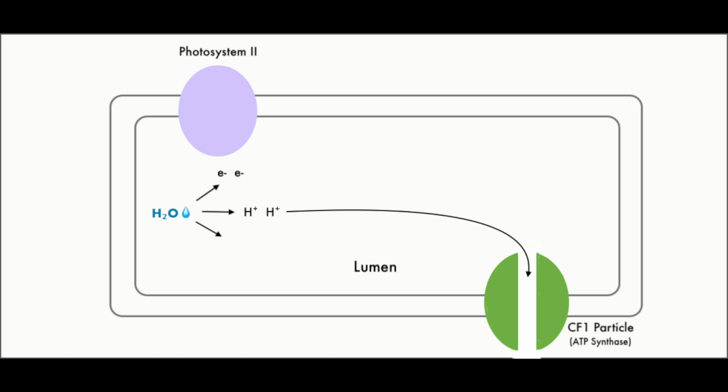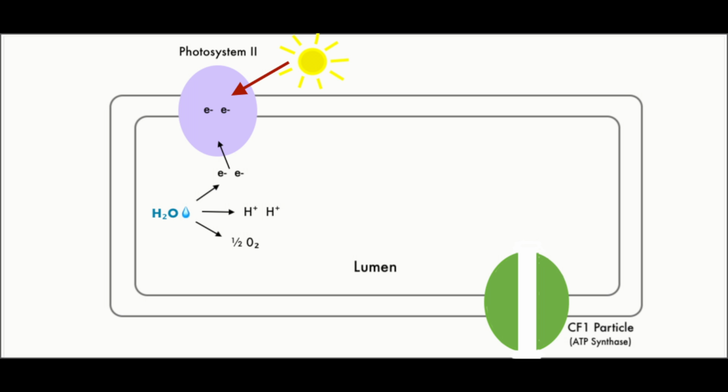H2O enters the thylakoid, which splits into three: 2 electrons, which go to photosystem 2, 2 hydrogens, which go to the CF1 particle, and 2 half oxygens, which wait for another oxygen molecule in order to create O2, which will eventually leave the plant. The electrons then travel to photosystem 2.